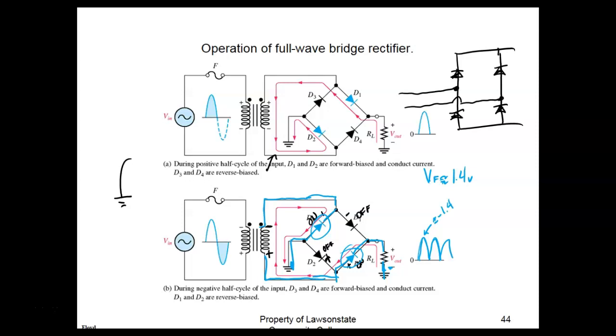So what advantage does this guy here have? Well, the diodes are a lot cheaper than a center tap transformer. So a full wave bridge is cheaper to build than a full wave center tap. But you'll run into both of them.